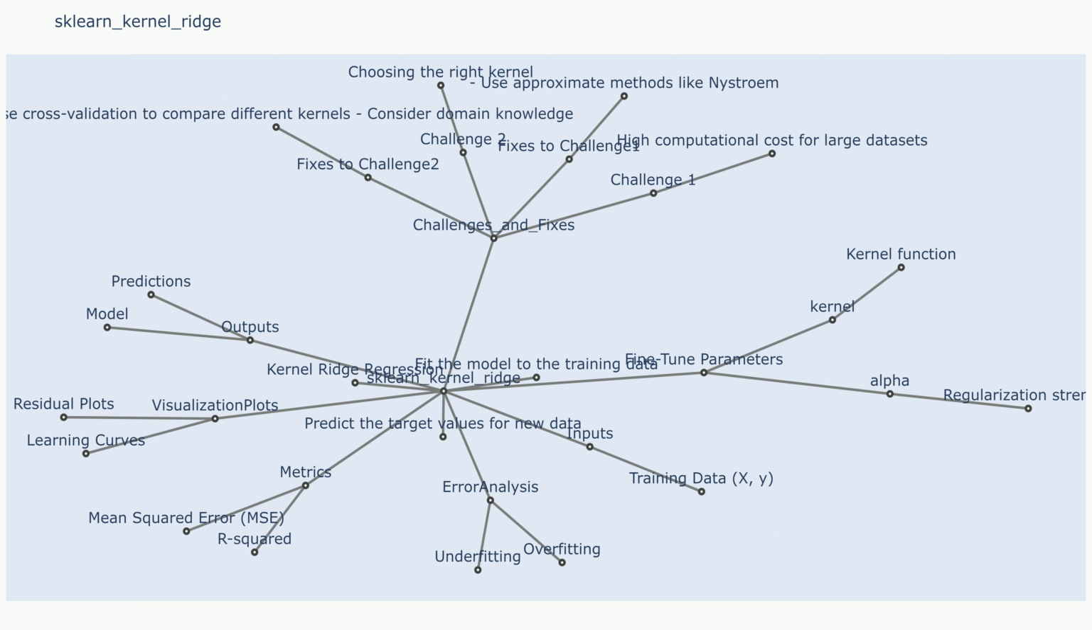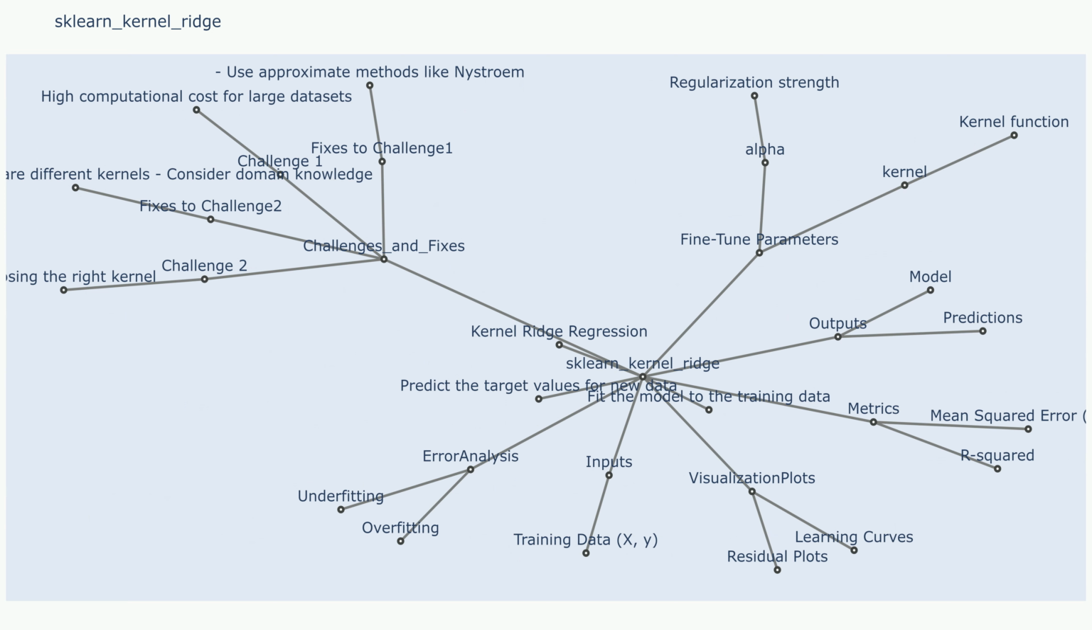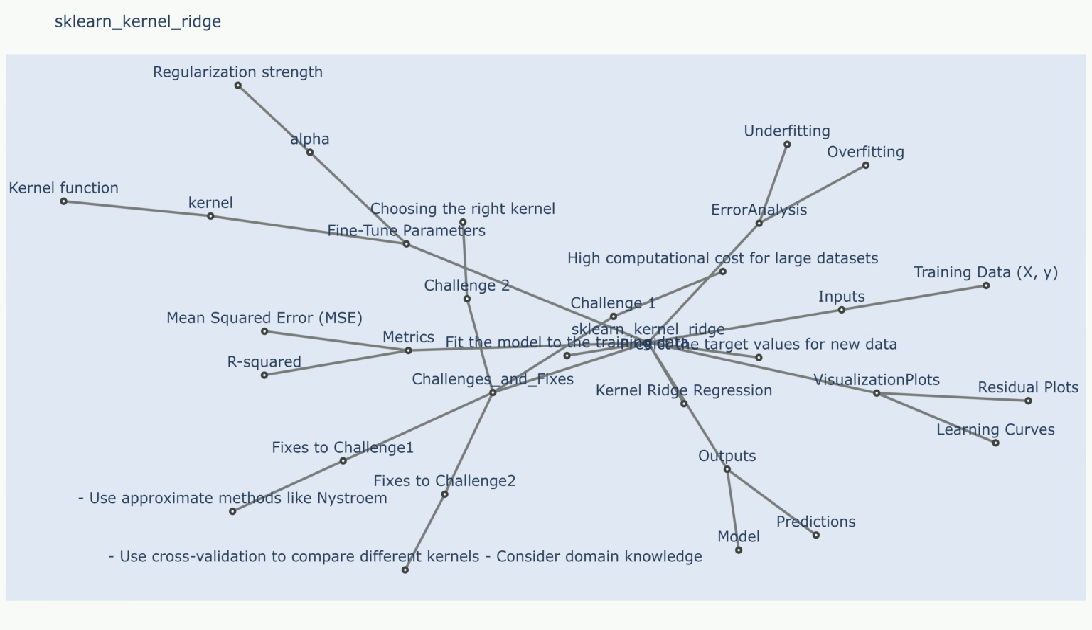Overfitting. The model might memorize the training data, resulting in poor generalization to unseen data. Sample use case that resulted in challenge 1. When the model is trained with a large number of features compared to the number of samples, it might overfit the data. Fixes to challenge 1. Increase the regularization parameter alpha. Use a smaller subset of features, or use techniques like cross-validation to evaluate model performance.